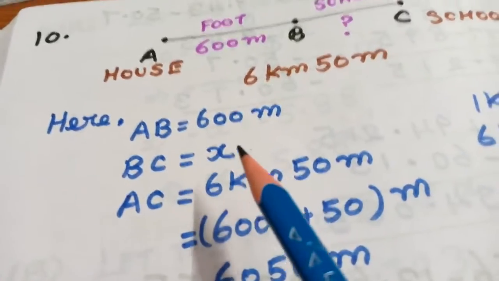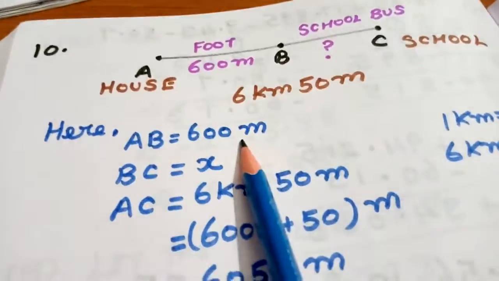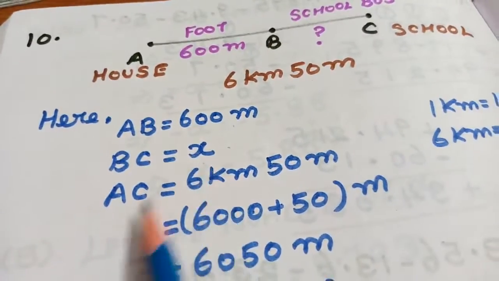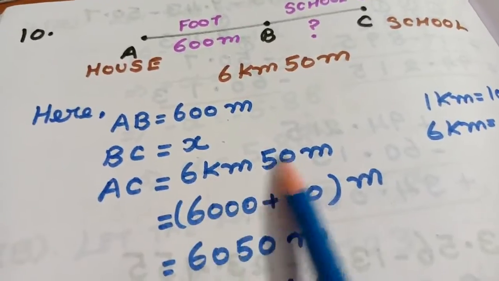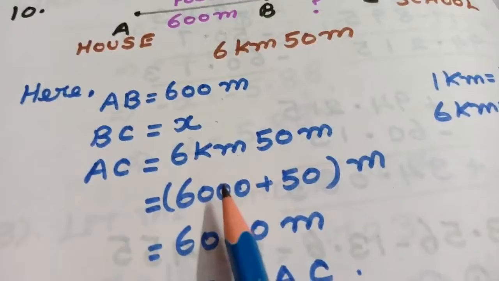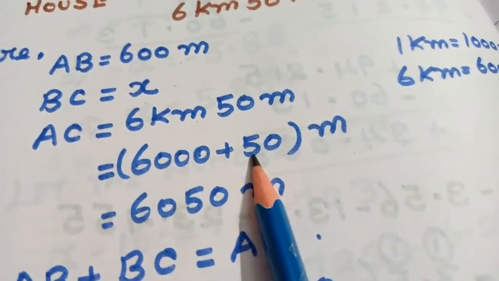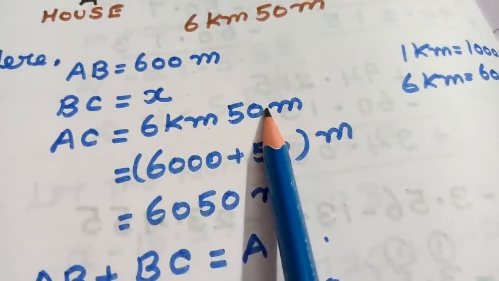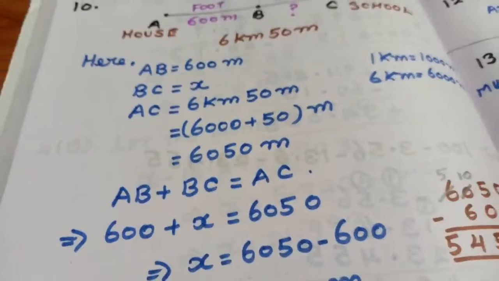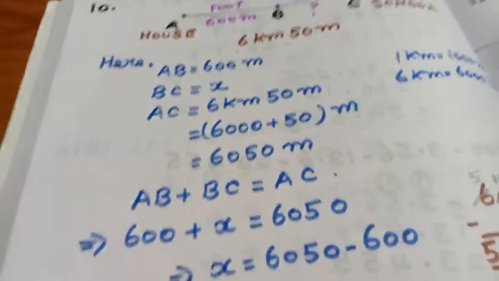1 kilometer equals 1000 meter, which means 6 kilometer means 6000 meter. So from A to B, AB is 600 meter, BC we don't know, I am going to take it as X, and AC total 6 kilometer 50 meter. 6 kilometer I am going to write as 6000 plus the 50 meter you already have. This is the procedure of converting the whole thing into meter. So 6050 meter.